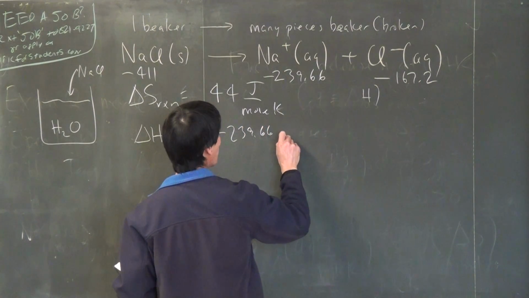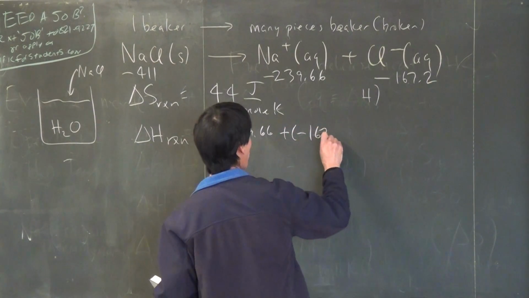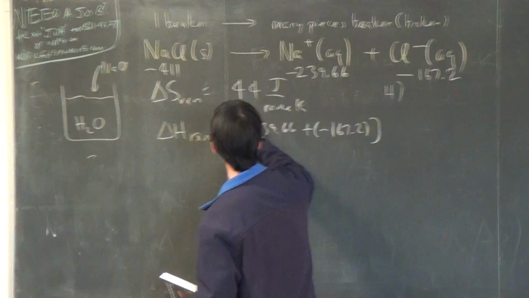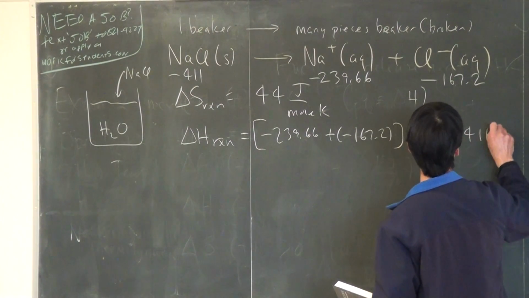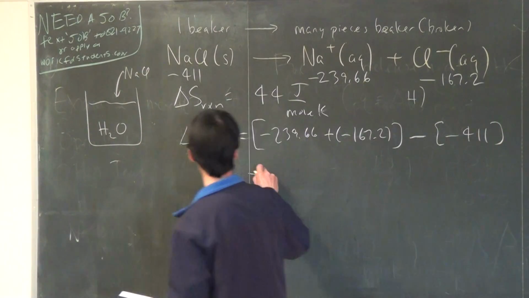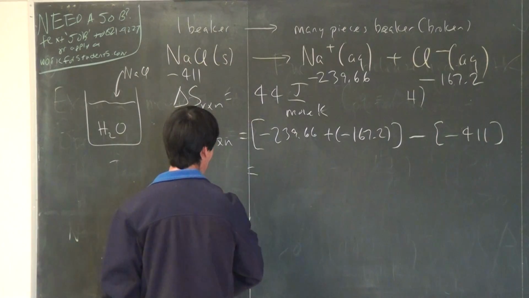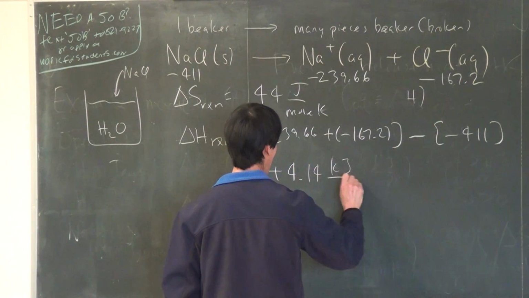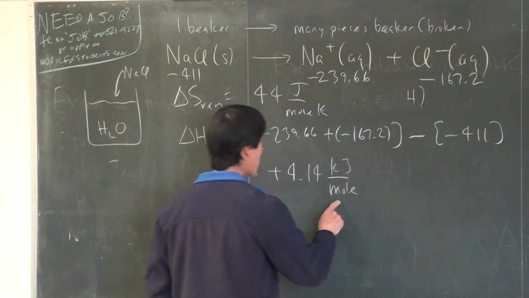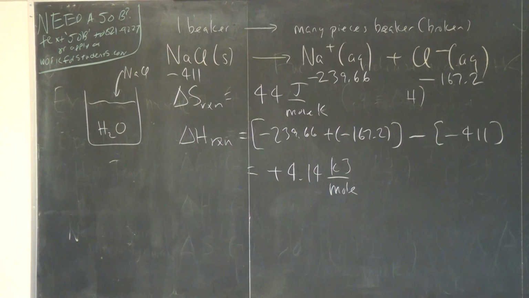Okay, so we can do our calculation and see we're going to have minus 239.66 plus minus 167.2 and then minus minus 411. So it's positive 4.14. So when 1 mole of salt dissolves, 4.14 kilojoules of energy is absorbed.